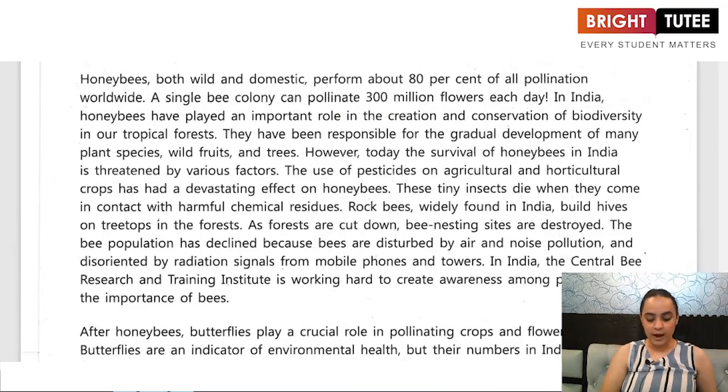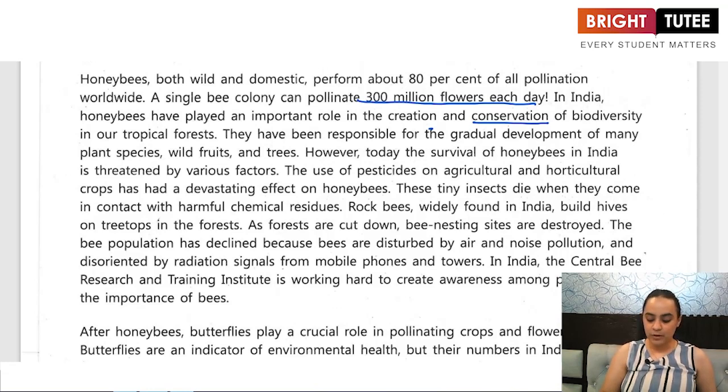Honeybees, both wild and domestic, perform about 80% of all pollination worldwide. So honeybees perform 80% of the pollination worldwide. A single bee colony can pollinate 3 million flowers each day. In India, honeybees have played an important role in creation as well as the conservation, the protection of the biodiversity in tropical forests.